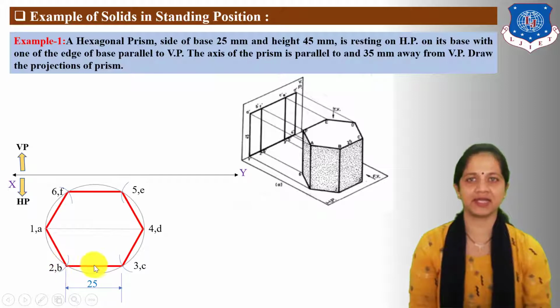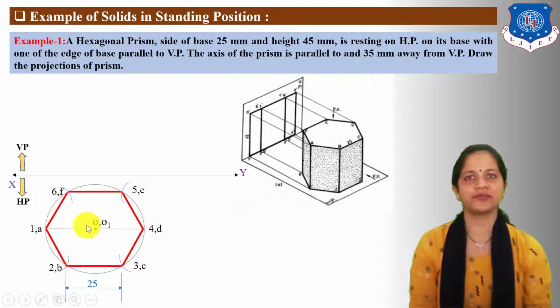The side length of this hexagon is 25 mm. Next, locate the center point of the hexagon, which indicates the axis of the hexagonal prism, OO1. So this is the top view of the hexagonal prism.